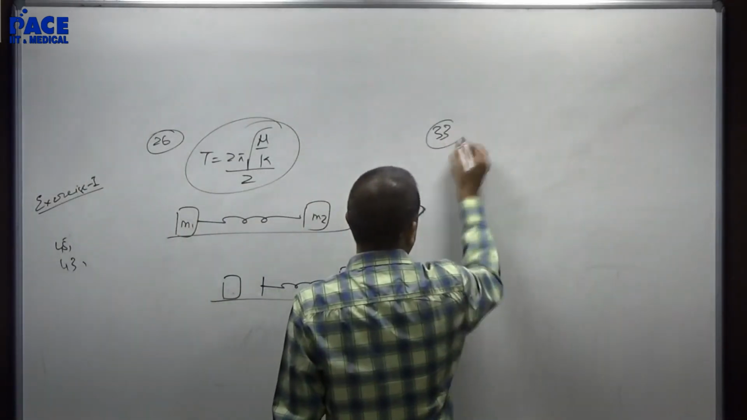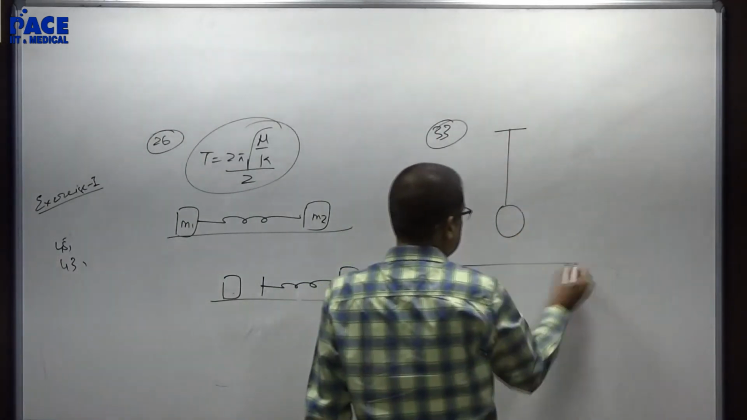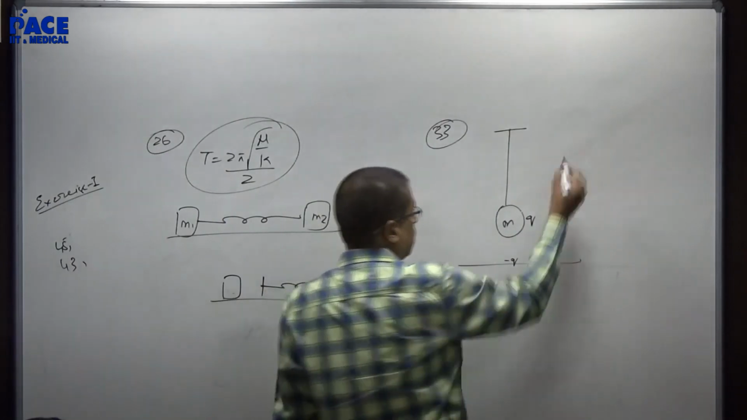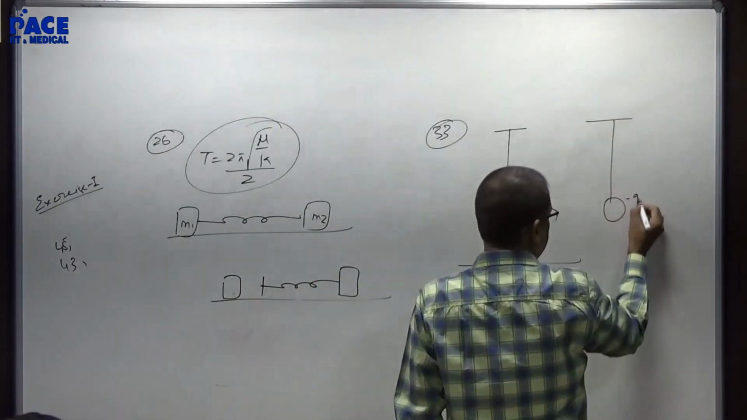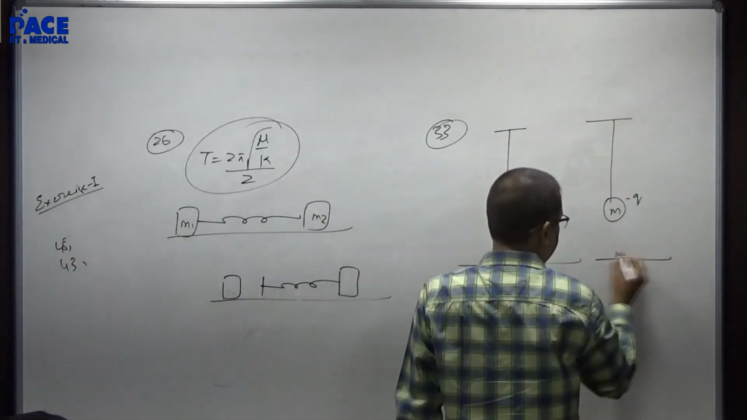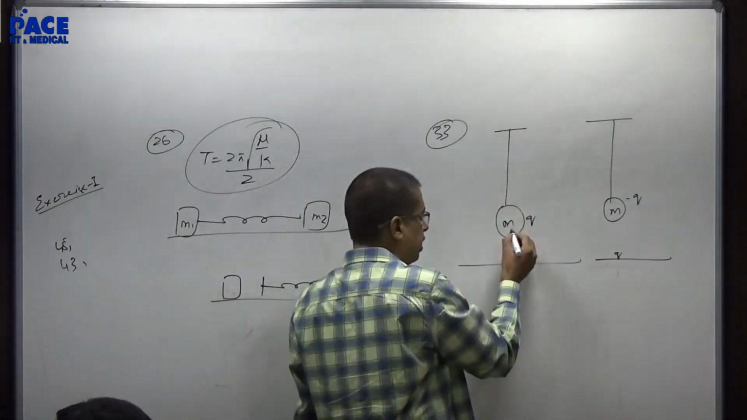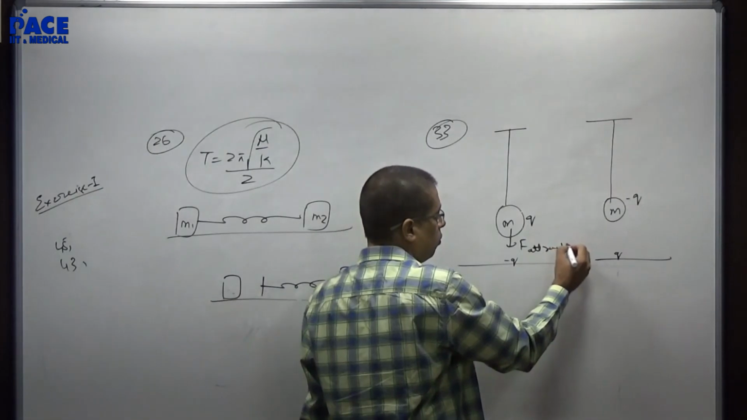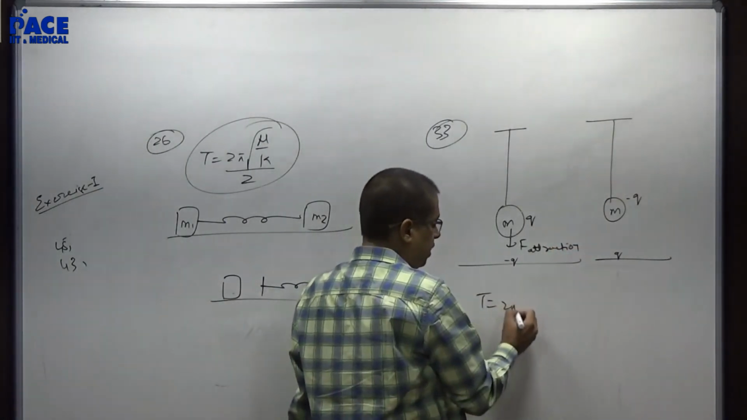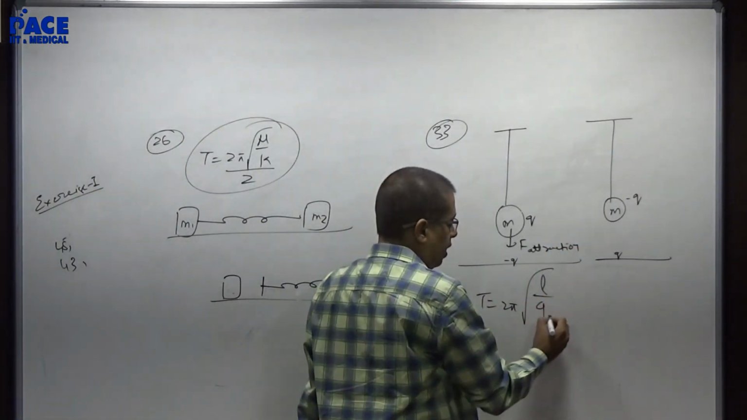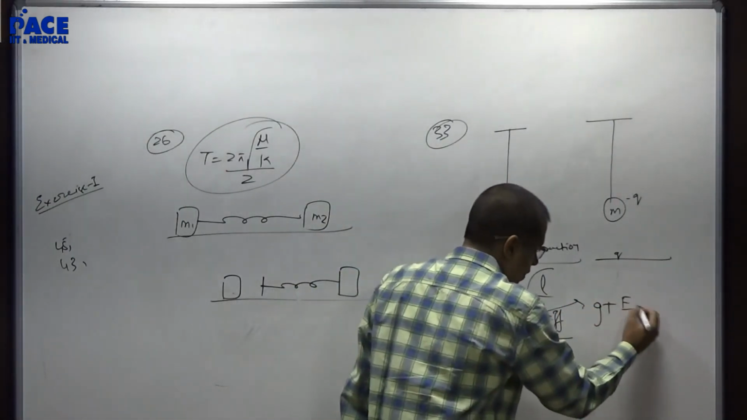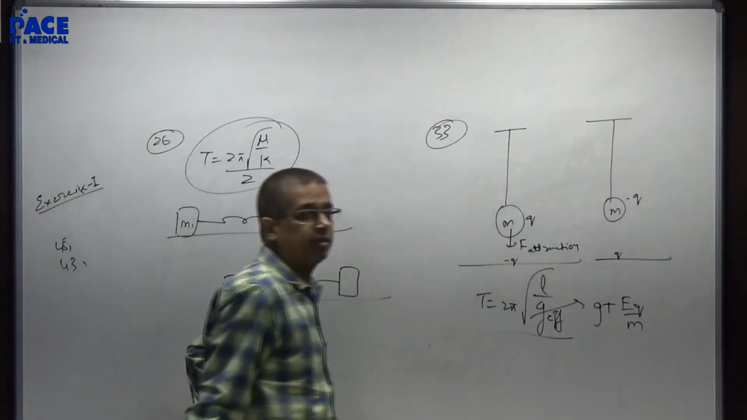33rd one. Yes, sir. 33rd. If I give Q, I will have induced minus Q here. If I give minus Q here, I will have induced charge Q. So either way there will be a force of attraction only. Force of attraction means the time period will be 2 pi under root L by g effective. g effective will be g plus EQ by M.